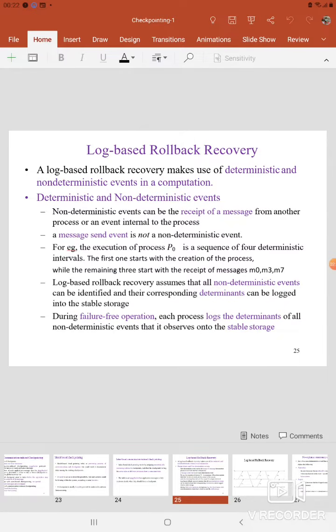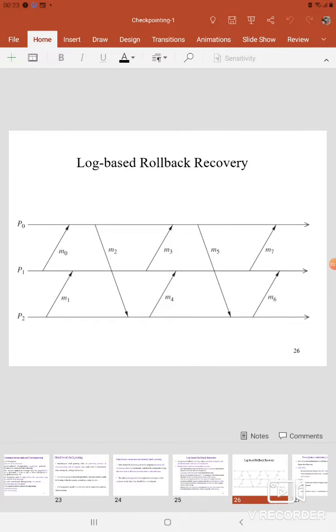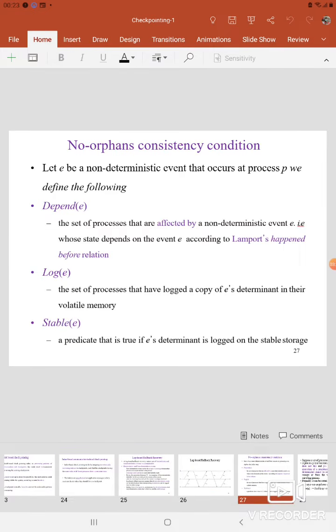So what we are doing in the log-based rollback recovery scheme is that all the non-deterministic events are identified and their corresponding determinants are logged into stable storage. That is, they are stored into stable storage. By storing the determinants of non-deterministic events, we can recover the process during the failure. This is called log-based rollback recovery. During the failure-free operation, every process should log the determinants of all the non-deterministic events. These determinants are stored in the stable storage. These are the assumptions we have made in log-based rollback recovery.